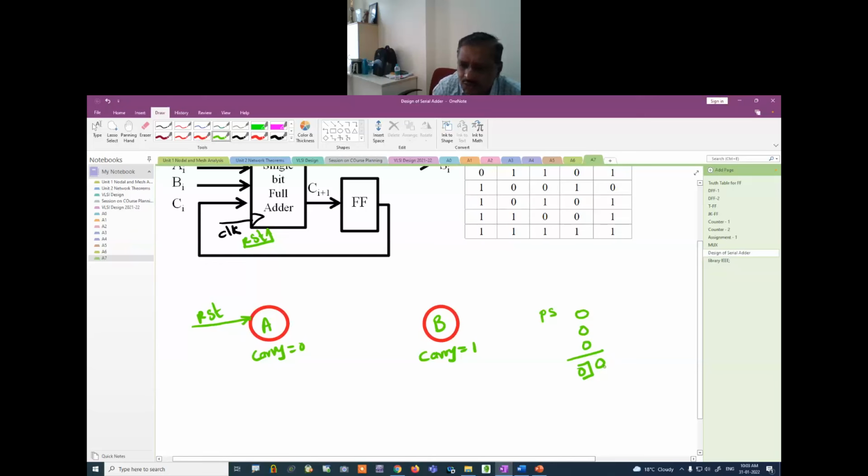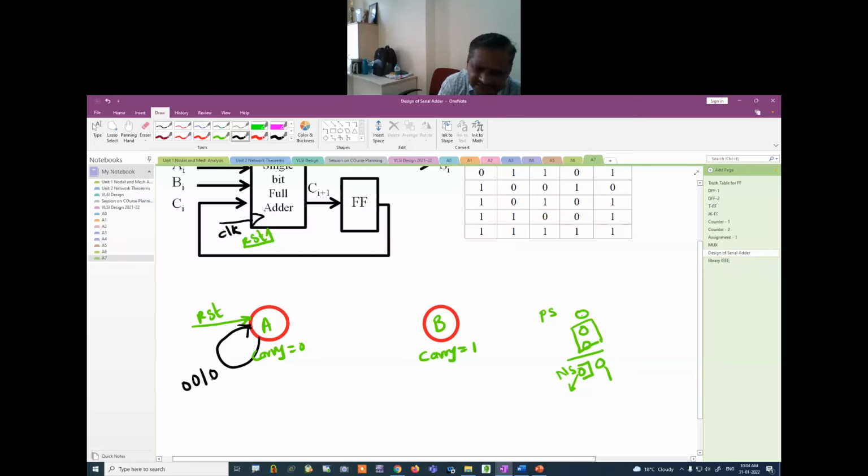Sum is zero and carry is also zero. Means for this input, this is the present state and this is the next state. Present state is the carry, next state is the carry after the summation. If the inputs are 0, 0 and present carry is 0, sum is 0 and next carry is also 0. Means in this case, if we are in the state A, how will the diagram be? Inputs are 0, 0, then output will be 0.